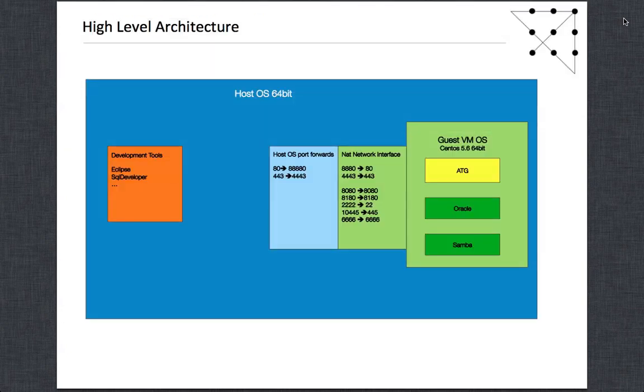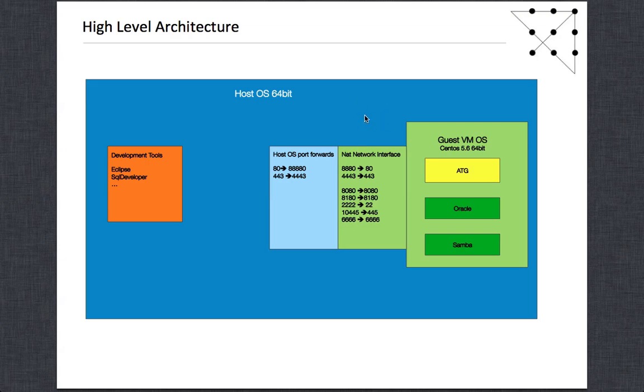Okay, now this is my setup. We've got a host, which is Lion, and over here we've got our development tools. I use Eclipse, SQL Developer, and whatever else. My virtual machine is running CentOS 5.6. I've got ATG inside the virtual machine. I also run Oracle, and I run Samba. I'll talk about Samba a bit later.